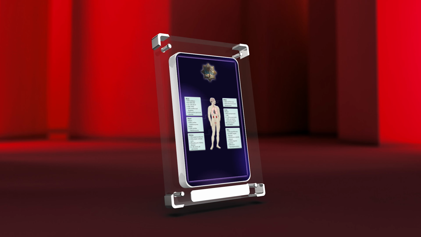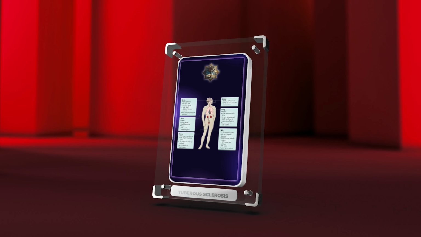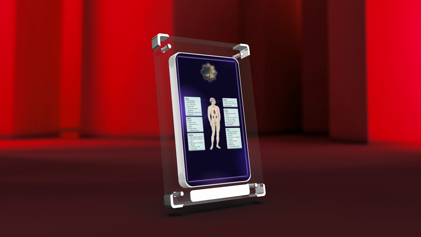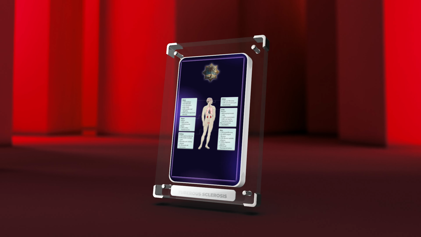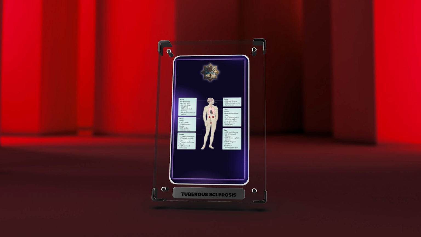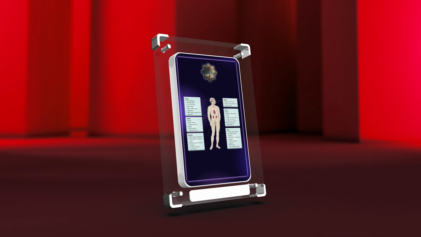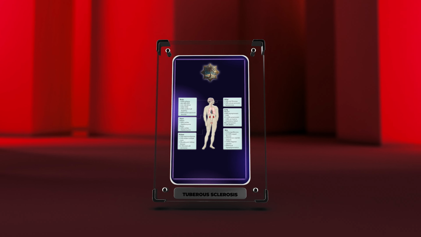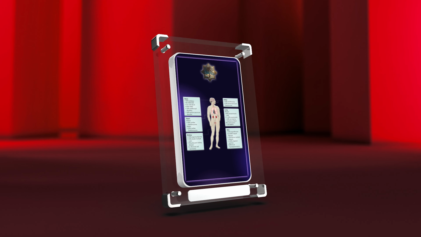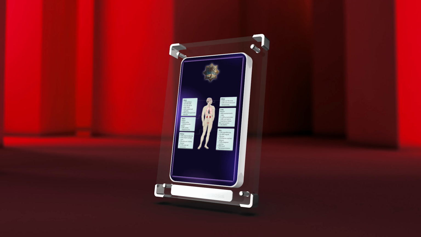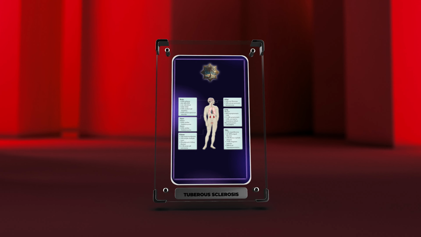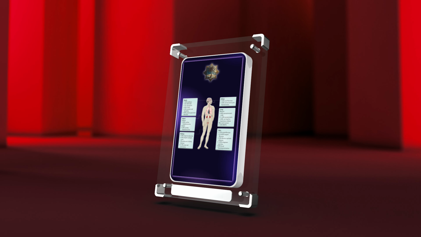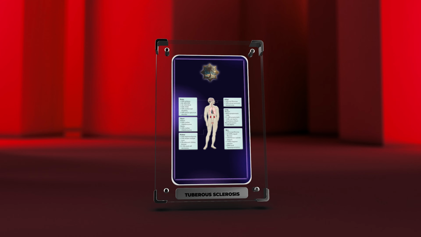In conclusion, tuberous sclerosis complex, TSC, is a fascinating genetic disorder that affects multiple organ systems, particularly the brain, skin, kidneys, and lungs. The identification of TSC1 and TSC2 genes has enhanced our understanding of the pathophysiology of this condition, leading to the development of targeted therapies such as mTOR inhibitors. Early diagnosis, comprehensive management, and coordinated care involving various healthcare professionals are crucial in improving outcomes and quality of life for individuals with TSC.